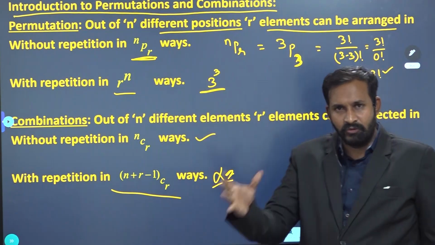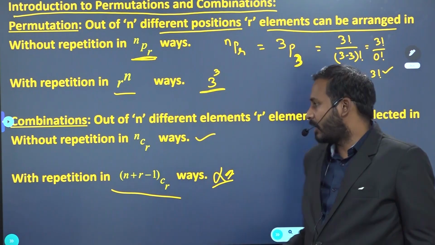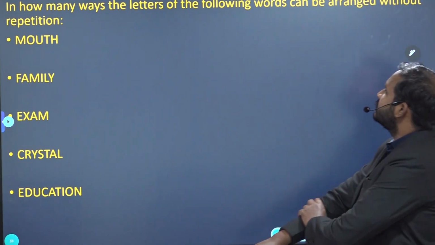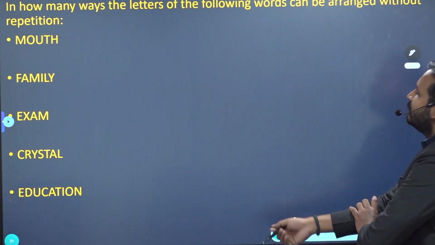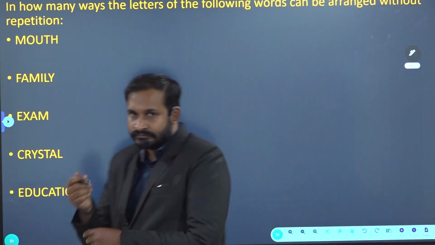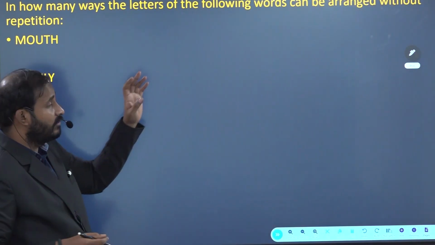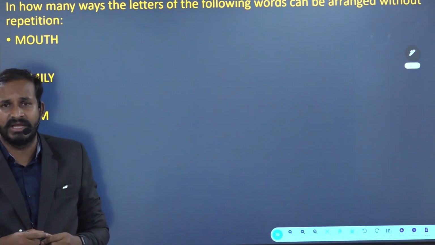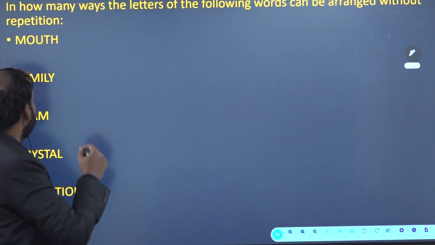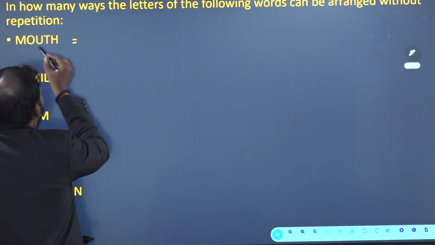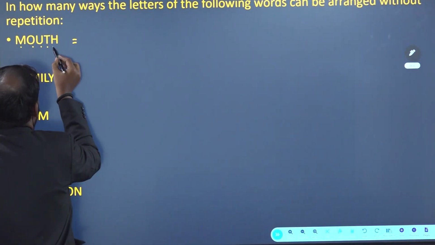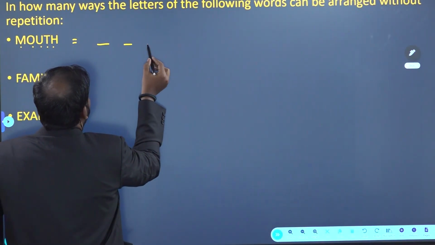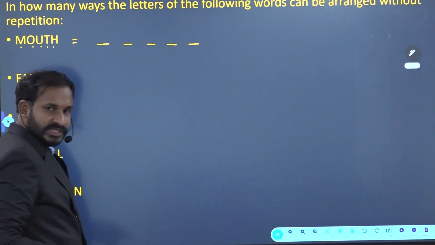Now directly we will move to the problems and try to understand our permutation concept. Right, see here, in how many ways the letters of the following words can be arranged without repetition? See here, students, most of the cases we will write without repetition. If it is required, we will try to solve it with the help of with repetition. Now without repetition, total how many letters are there? 1, 2, 3, 4, 5 letters are there for me here. Okay, good, superb. So 1, 2, 3, 4 and 5 positions are there.